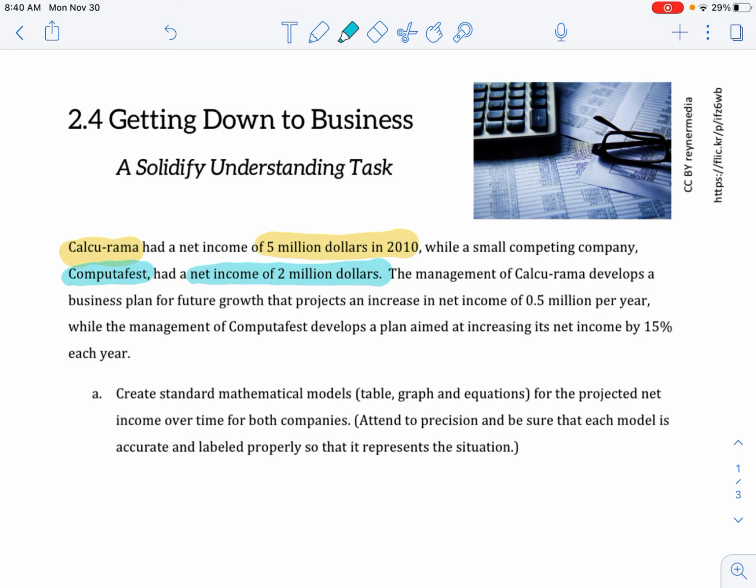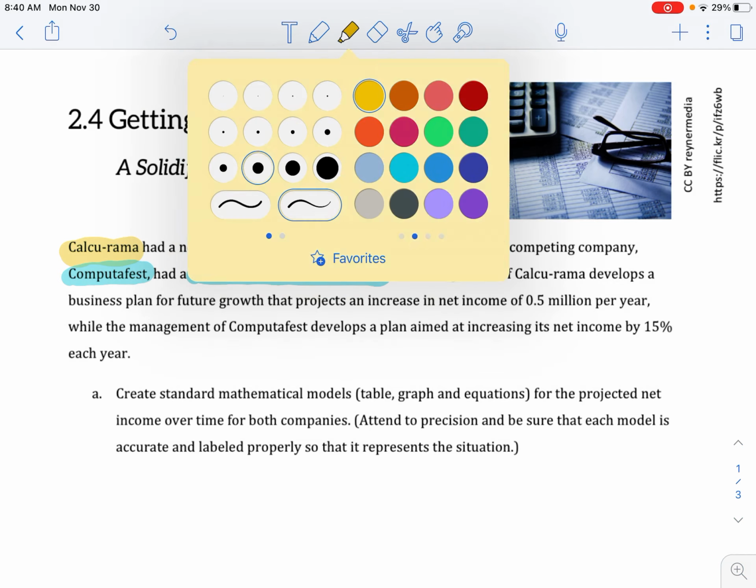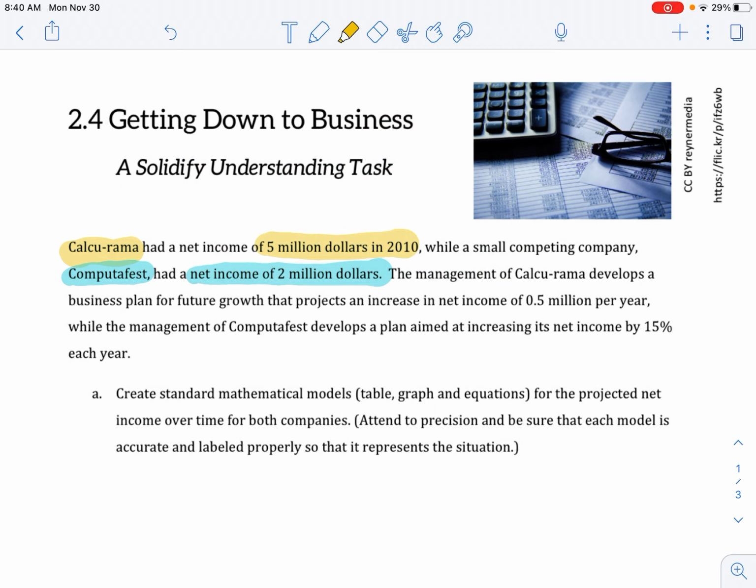The management of Calcurama develops a business plan for future growth that projects an increase in net income of $500,000 per year, while the management of Computafest develops a plan aimed at increasing its net income by 15% each year. Create a standard mathematical model, table, graph, and equation for the projected net income over time for both companies.